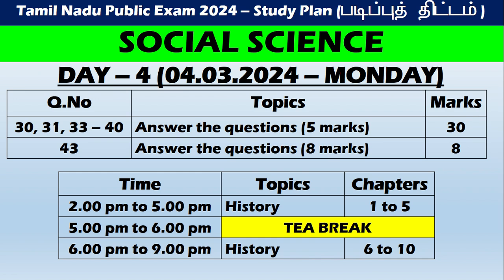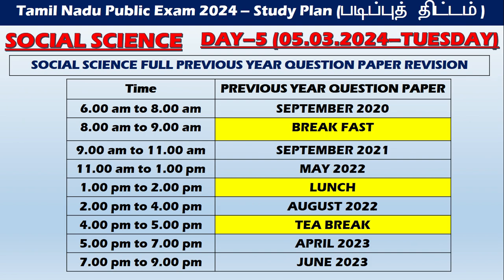Then come to the last final day, that is day 5. On day 5, what we do is revise full previous year social science question papers. For that, 6 a.m. to 8 a.m. is the September 2020 question paper. Then you need to have breakfast, 8 a.m. to 9 a.m. And 9 a.m. to 11 a.m. is September 21. 11 a.m. to 1 p.m. is May 22. Then 1 p.m. to 2 p.m. is lunch. 2 p.m. to 4 p.m. is August 22.